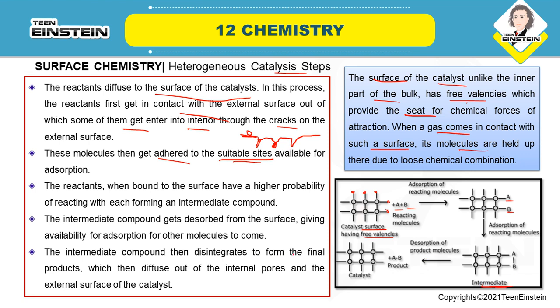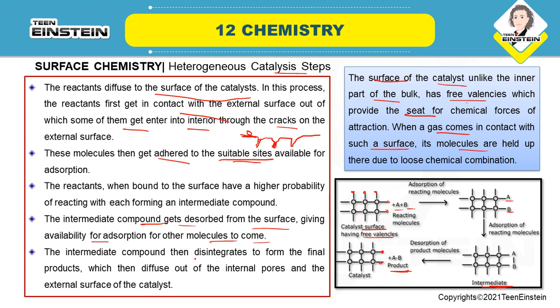And after the formation of the intermediate, the intermediate compound gets desorbed from the surface, giving availability for adsorption to other molecules to come. That means now when the intermediate is removed in the form of product, the valencies are again free. So the next cycle can again start. Some more A and B will be adsorbed here, and in this cyclic method the reaction will be going on.